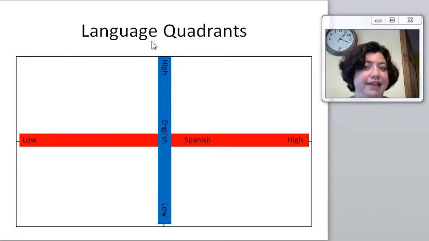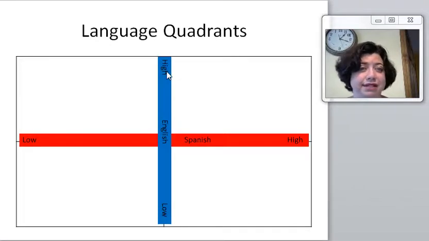It's Language Quadrants, and the way I've set it up, you can make your own on PowerPoint. It's really easy, just a table with two rows and two columns. I set the x-axis to be for Spanish, so kids who have lower Spanish proficiency will be at the left side, and kids who have higher Spanish proficiency will be at the right side. And my y-axis is going to be English, so kids with lower English proficiency will be on the bottom, and kids with higher English proficiency will be toward the top.